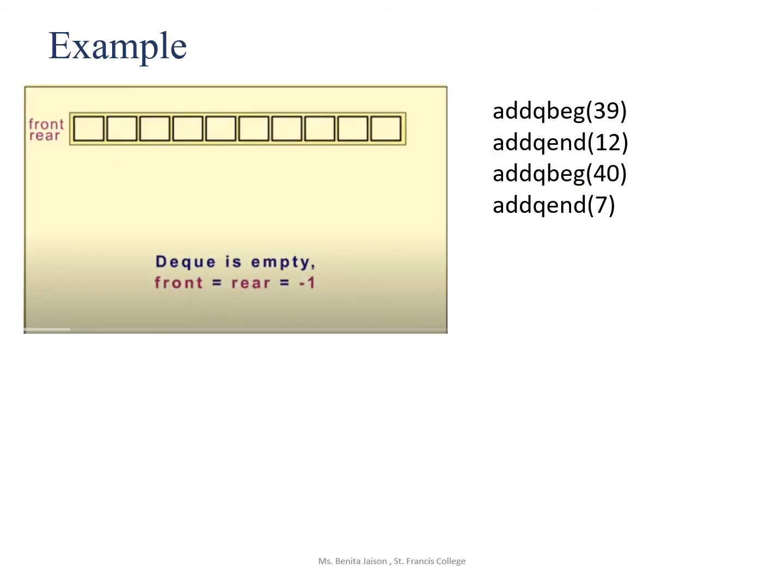In the example given below, an empty deck represented by front and rear equal to -1 is given, and the element 39 is added at the beginning and 12 is added at the end, 40 is added at the beginning and 7 is added at the end. So try to work out what will be the output.